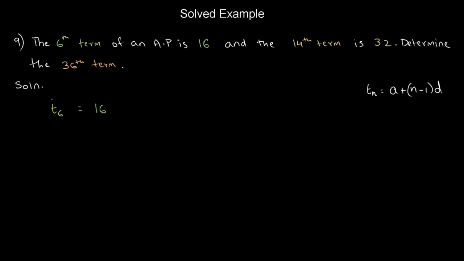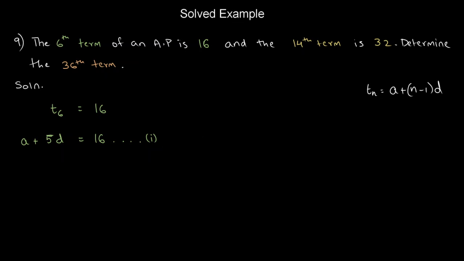Now, if I have to write T6 in terms of A and D, that becomes A plus 5D, right? Remember, 6 minus 1 will make it 5, right? A plus (n minus 1) into D. So A plus 5D is equal to 16. This here is my first equation, right?